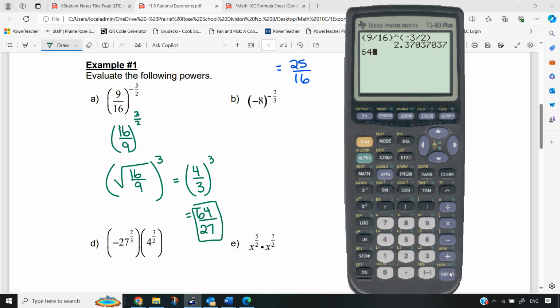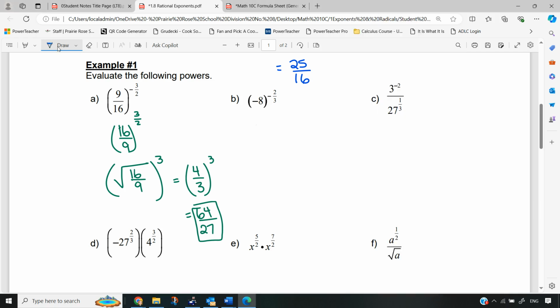And then I can do 64 divided by 27. And for B, I have negative 8 to the exponent negative 2 over 3. Again, I'm going to reciprocate that fraction, so I'm going to have negative 1 over 8, and that gives me a positive 2/3. Again, I'm going to convert this to a radical, so my index is 3, and I'm going to have negative 1/8 as my radicand, and then I'm going to square it.